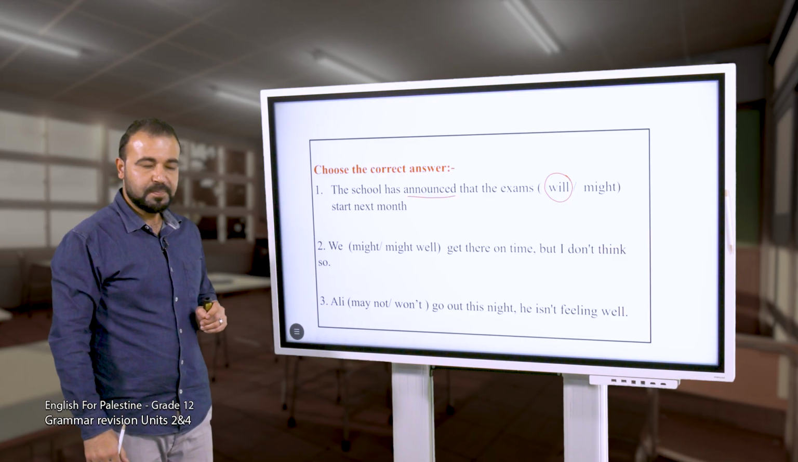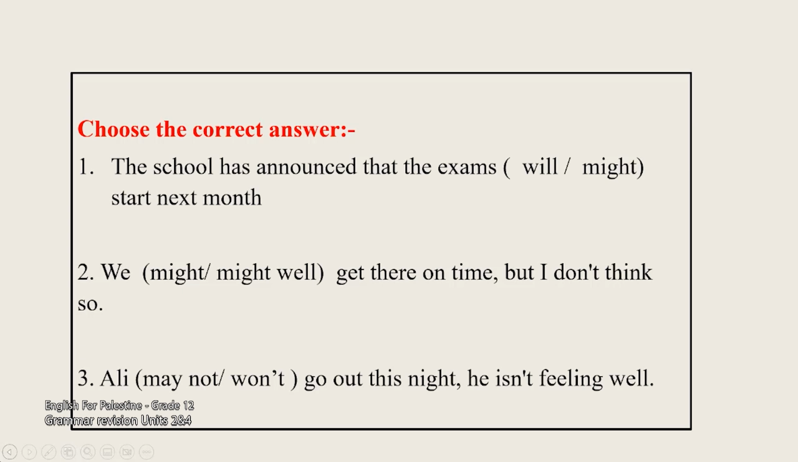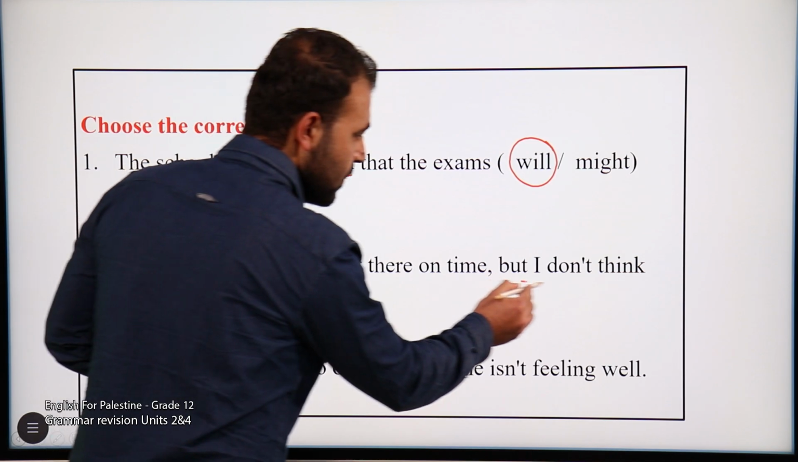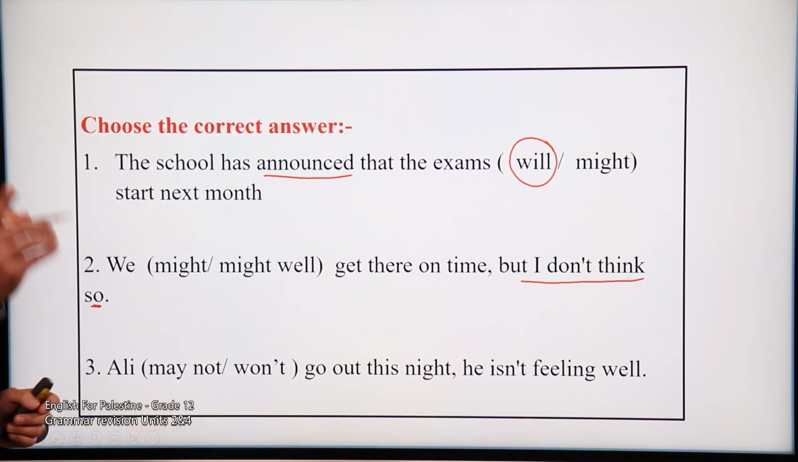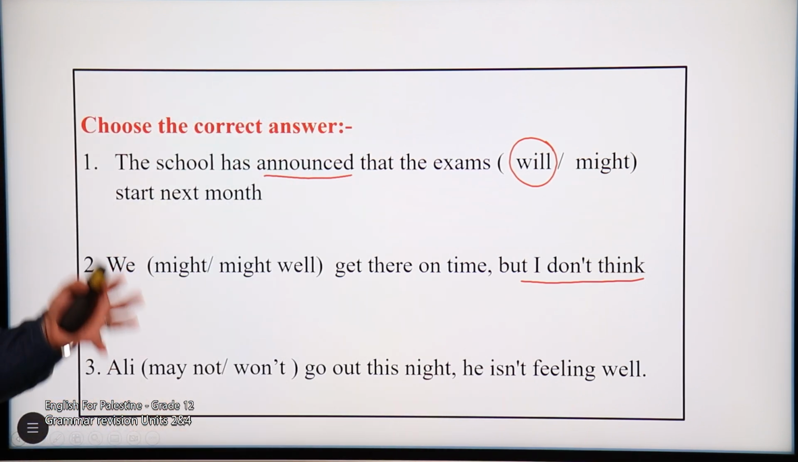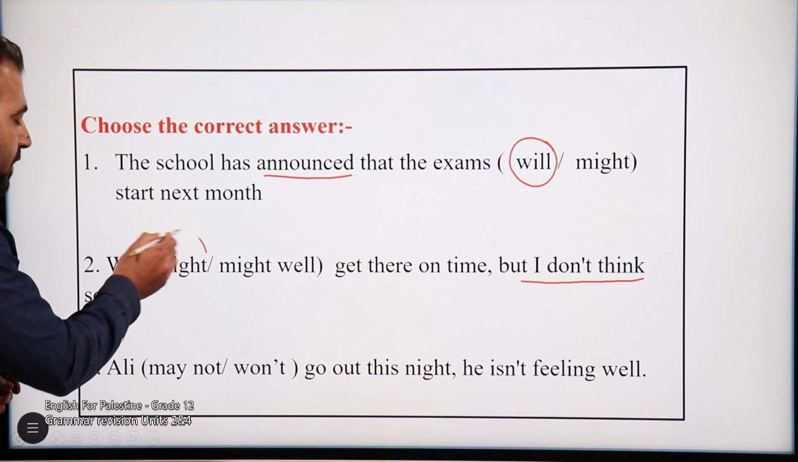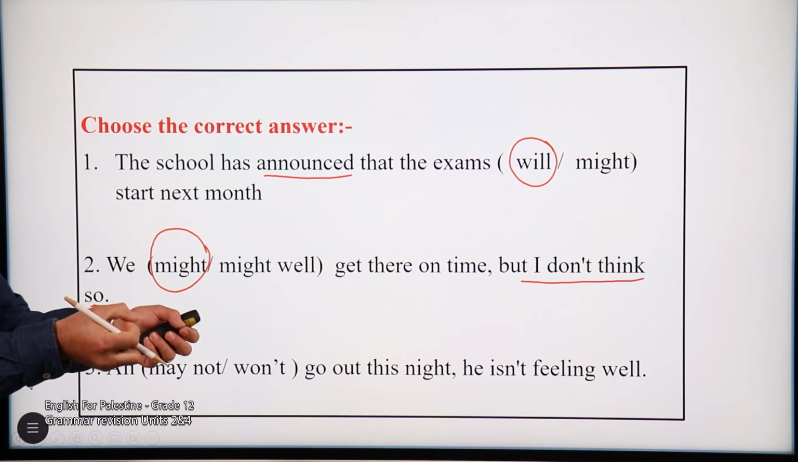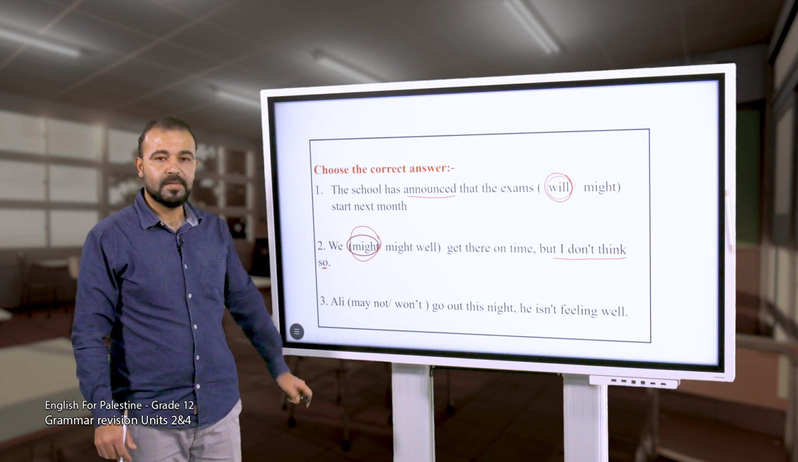Sentence number 2. We might or might will get there on time, but I don't think so. I don't think so is a clue for what? Yeah, for a possibility. So we might. There's no need to make might stronger here or more certain.